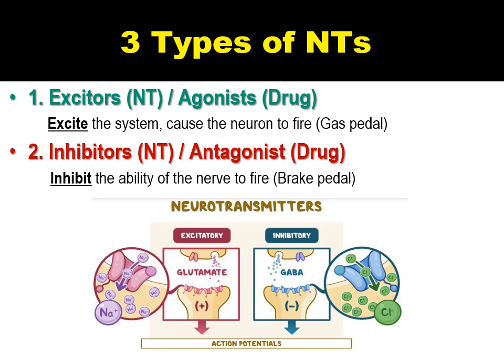And inhibitors. Inhibitors, they inhibit the ability of the nerve to fire. They're like stepping on the brake pedal. And again, when we get to drugs, we will call this an antagonist, but they're inhibitors for neurotransmitters.